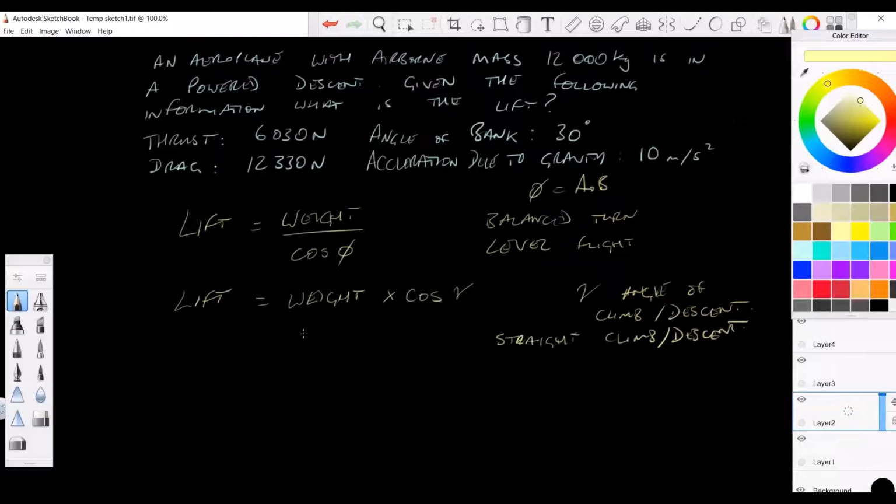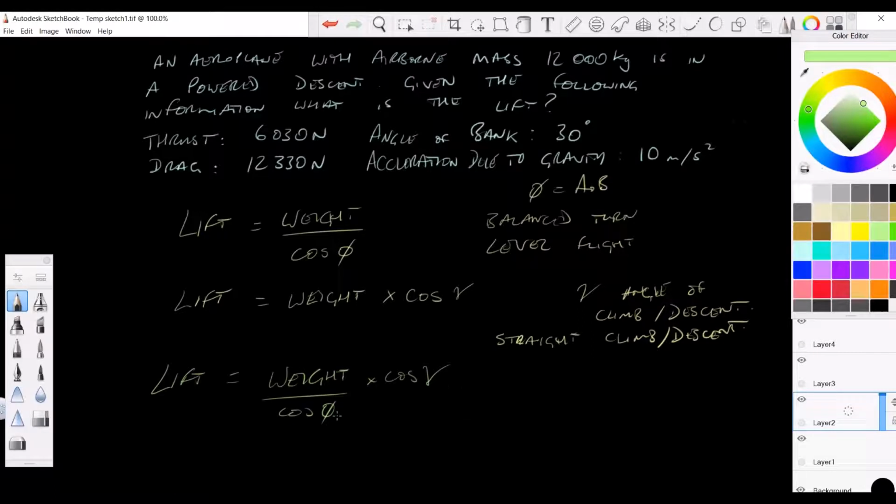And so if we want to know the exact lift in a banked climb or banked descent, we have to make a combination of these. And this is where the factor of a good teaching question comes in. Because if I combine these, I end up with the formula lift equals weight multiplied by cos gamma divided by cos phi, where gamma is the angle of climb or descent and phi is the angle of bank in a balanced condition. So, a balanced turn, climb or descent.